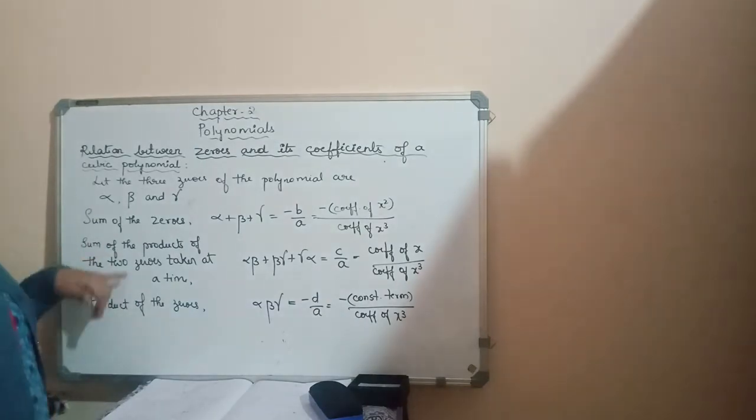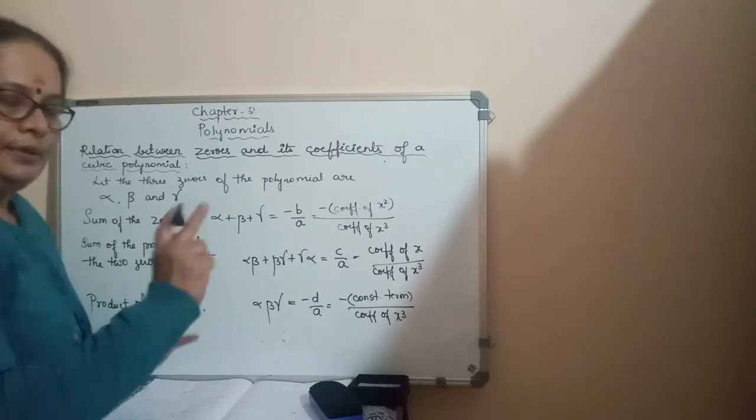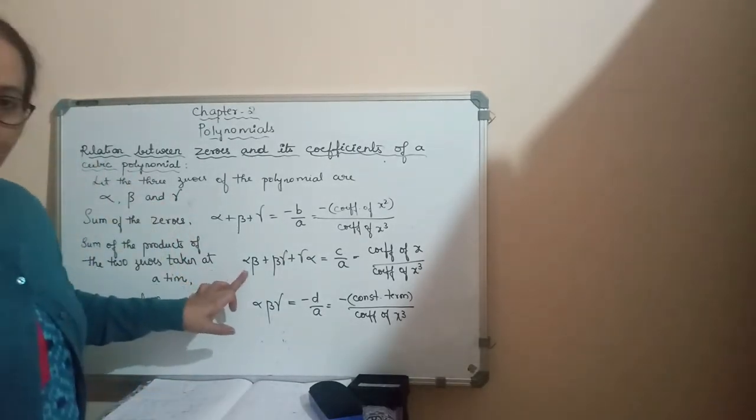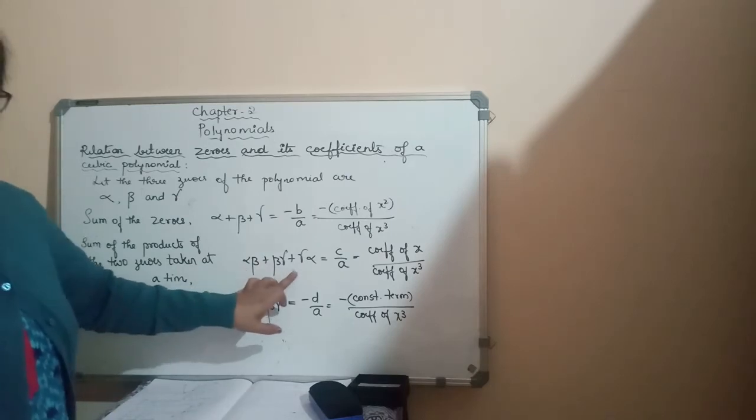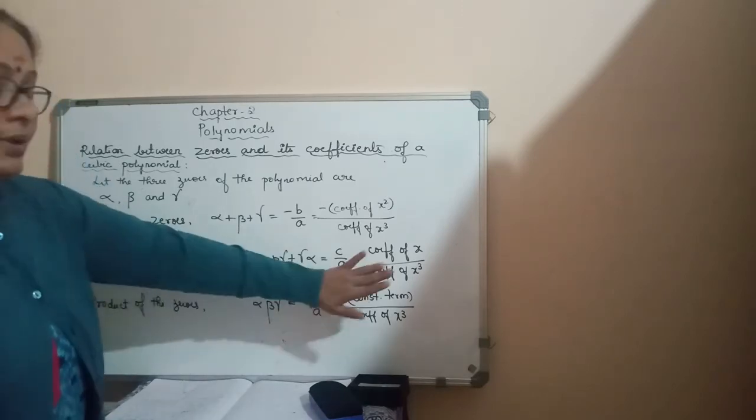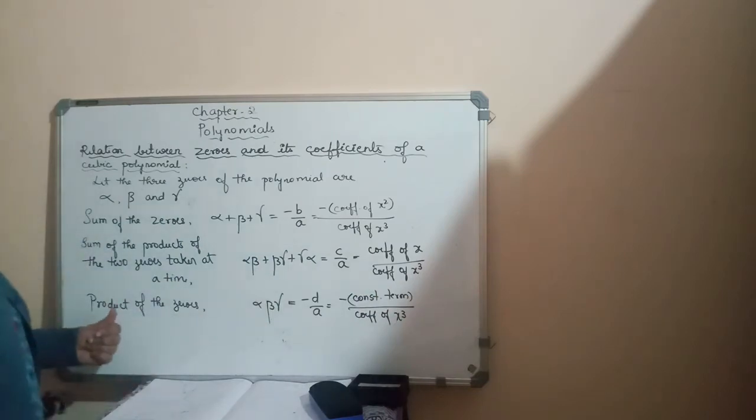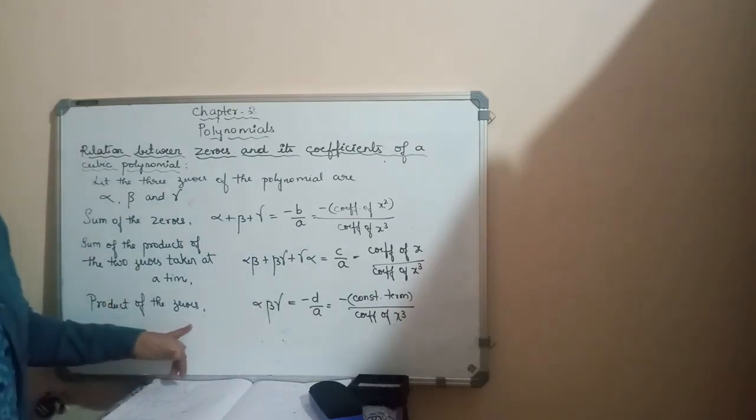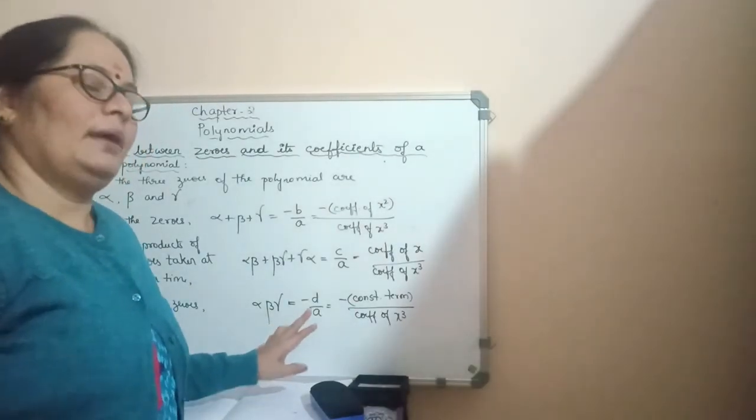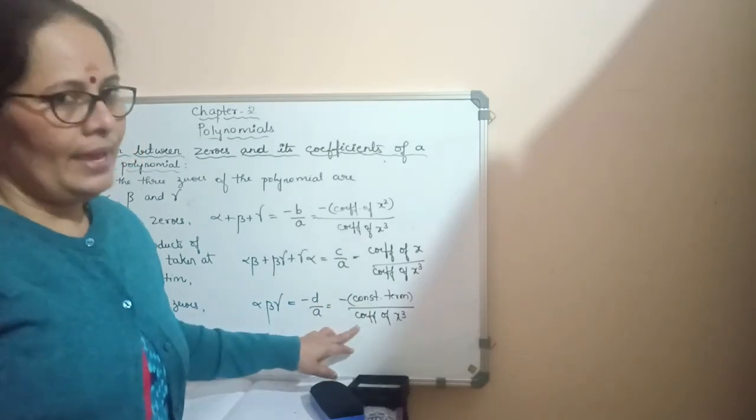Then the sum of the products of the two zeros taken at a time. So for two zeros we have to take the product and add it. So alpha beta plus beta gamma plus gamma alpha equals C by A, where C is the coefficient of x and A is the coefficient of x cube. Then the product of the zeros, alpha beta gamma, equals minus D by A, where D is the constant term and A is the coefficient of x cube.